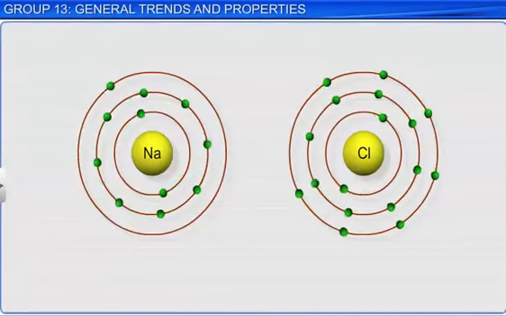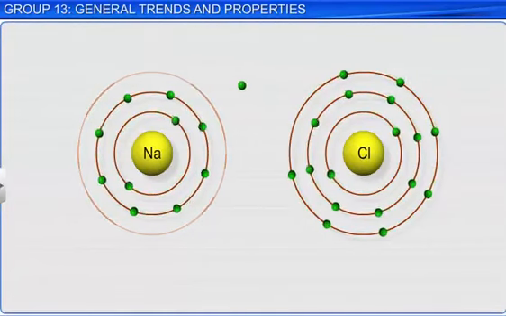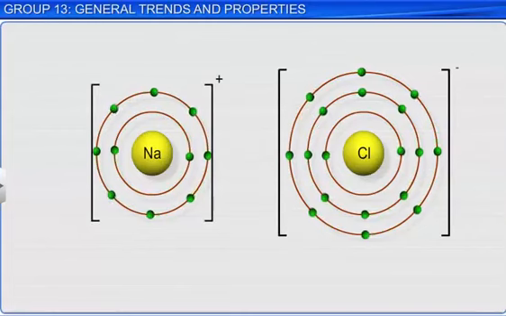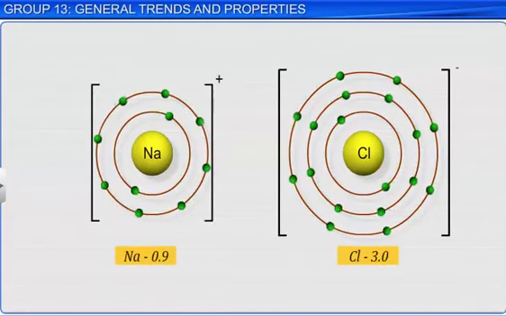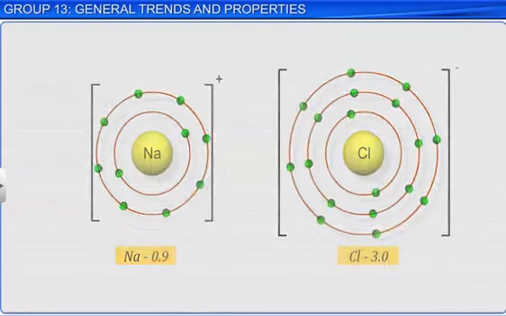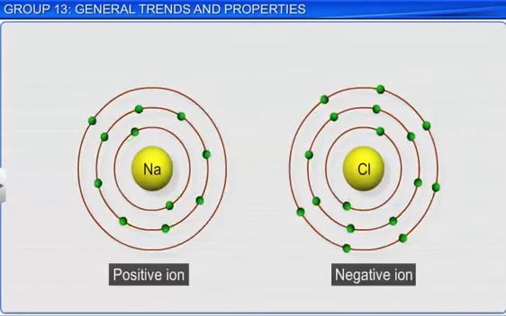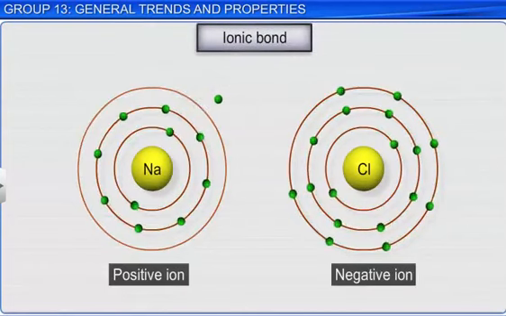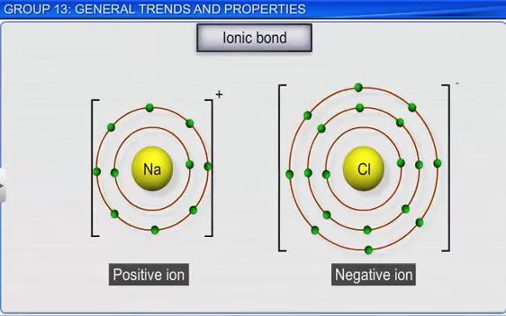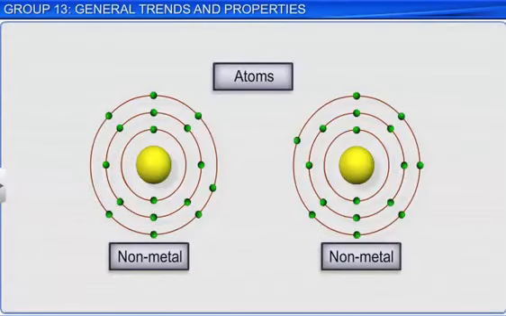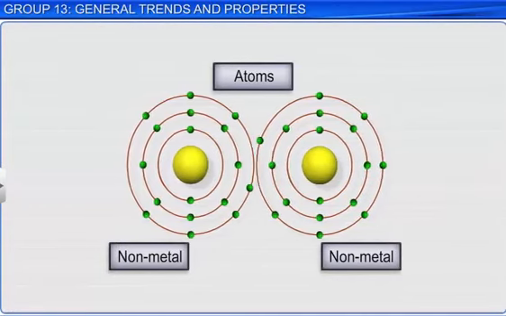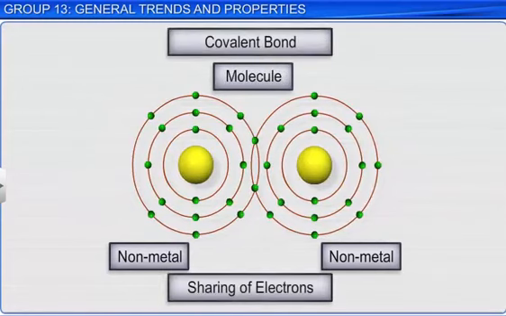Compounds formed between a metal and a nonmetal are essentially ionic in nature. This is due to the large electronegativity difference between the elements. The metal transfers an electron to the nonmetal, and the oppositely charged ions that result are strongly attracted to each other. Compounds between 2 nonmetals tend to be primarily covalent in character. The small differences in electronegativity result in a sharing of electrons.